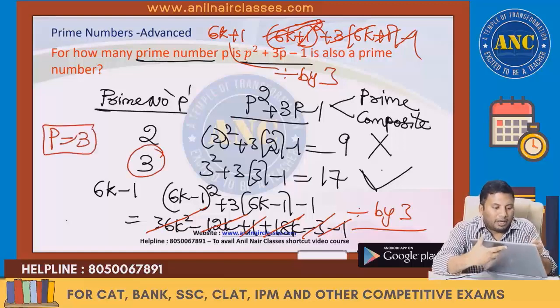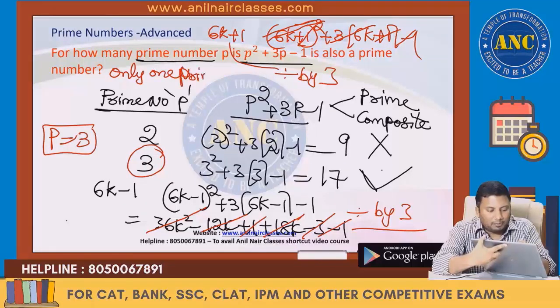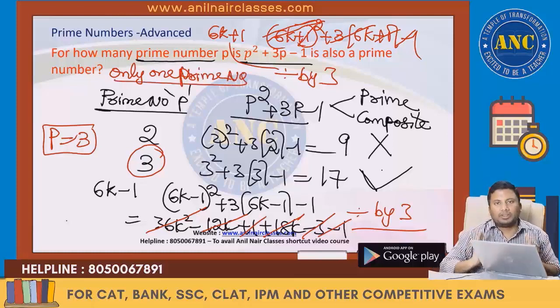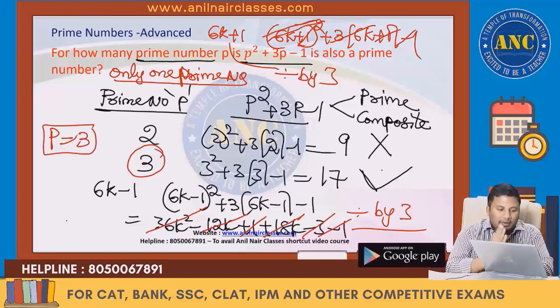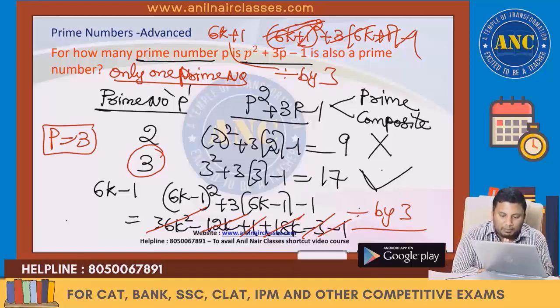And how many prime numbers? Only one prime number, and the value of p is 3. I hope the idea is clear. The lowest prime number which will satisfy this equation is 3. Very beautiful question. I hope you have understood the question.